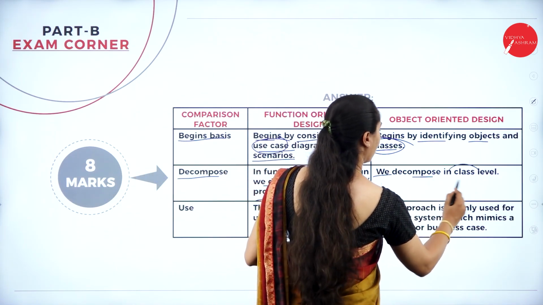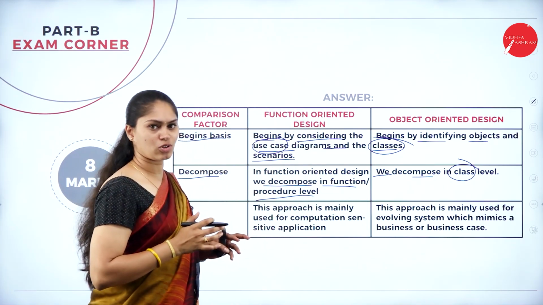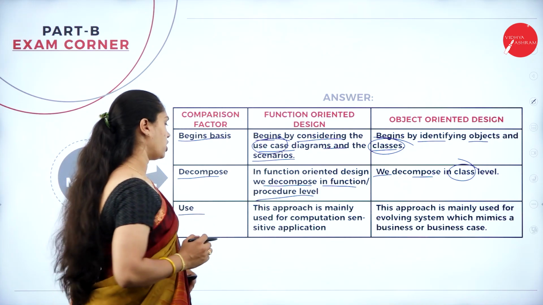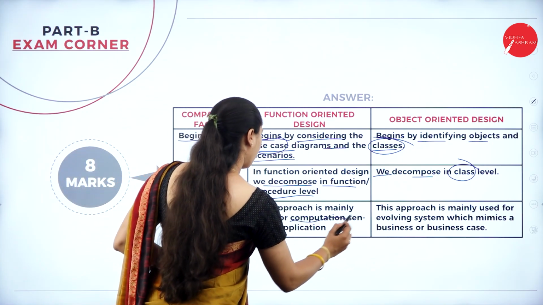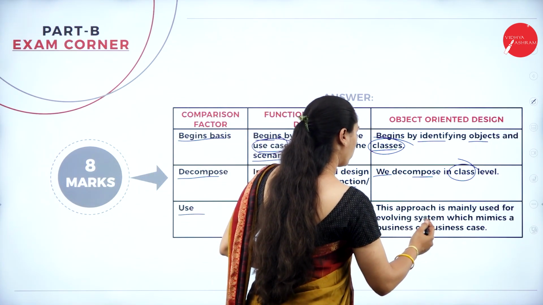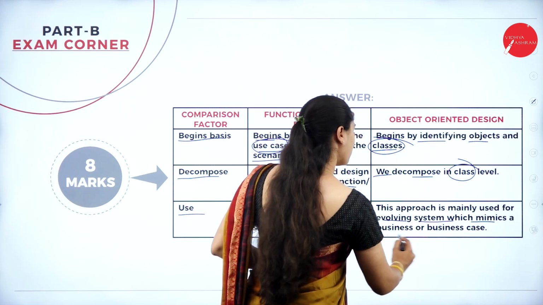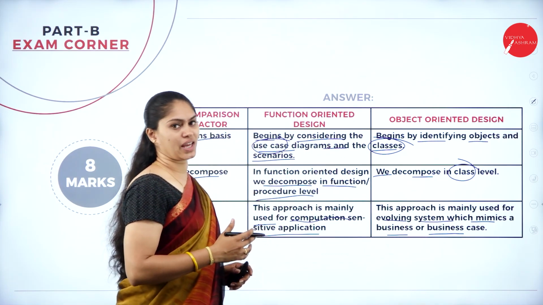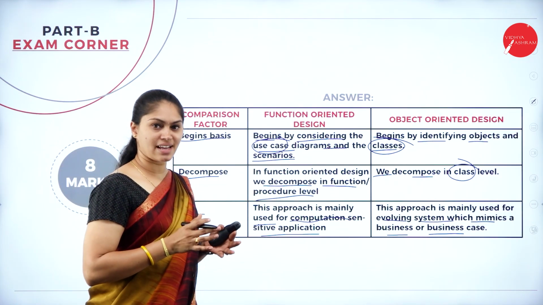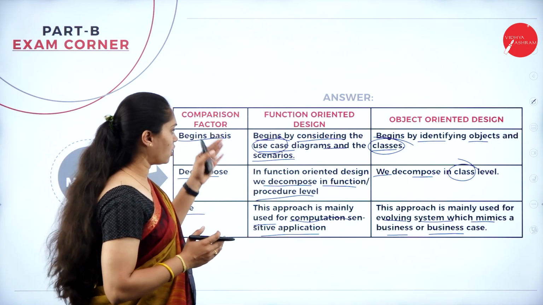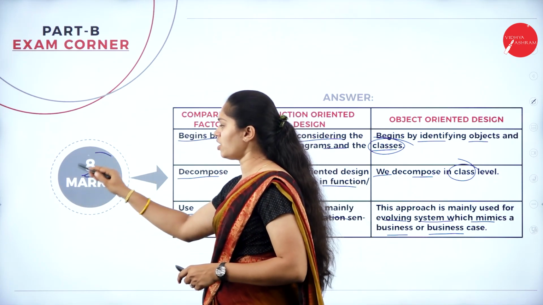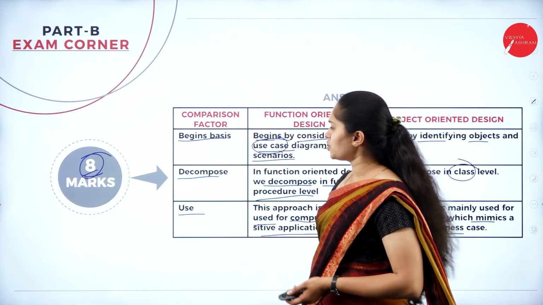In object oriented design, we decompose at the class level. Classes and object concepts will be there. And where are we going to use this? FOD is mainly used for computation sensitive applications, and object oriented design involves systems which mimic a business or a business case. So, these are the differences between functional oriented design and object oriented design, and it is for 8 marks. So, write all the 8 differences over here.